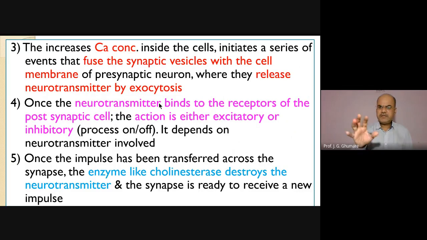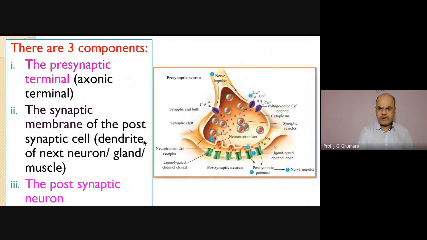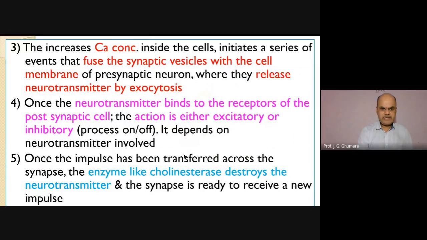Once the neurotransmitter binds with the receptors of the postsynaptic cell, the action is either an excitatory or inhibitory process, in the form of on or off, which will depend upon the neurotransmitter involved. So whichever neurotransmitter is involved will bind with this next membrane, and the action will be either switch on or switch off, remember. Okay. Next one, once the impulse has been transferred across the synapse, what will happen here?